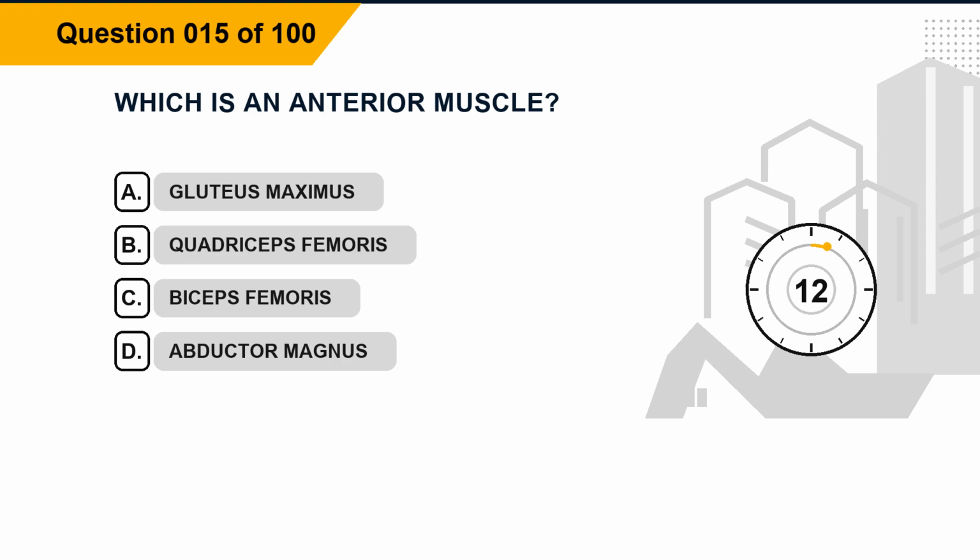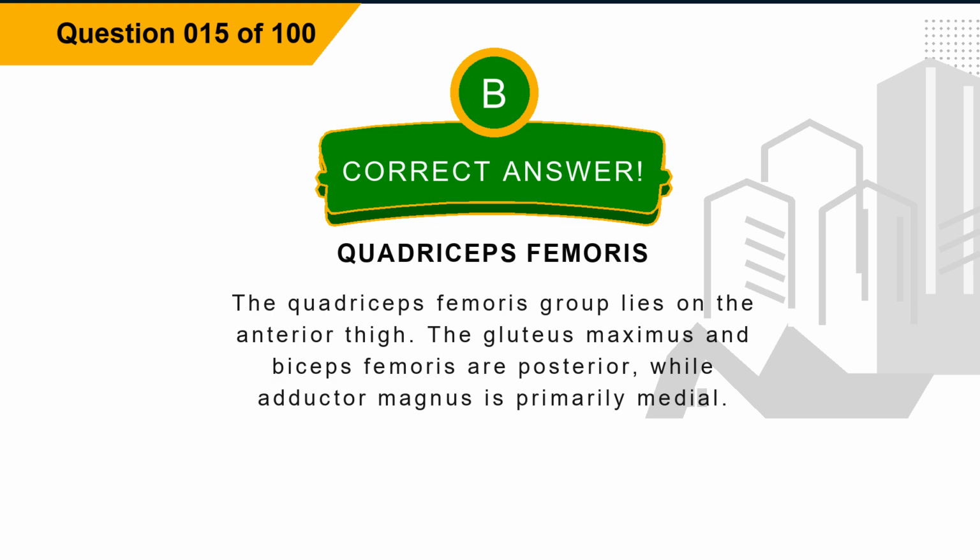Question 15. Which is an anterior muscle? Option A, gluteus maximus. Option B, quadriceps femoris. Option C, biceps femoris. Option D, abductor magnus. The correct answer is option B, quadriceps femoris. Explanation: the quadriceps femoris group lies on the anterior thigh. The gluteus maximus and biceps femoris are posterior, while abductor magnus is primarily medial.